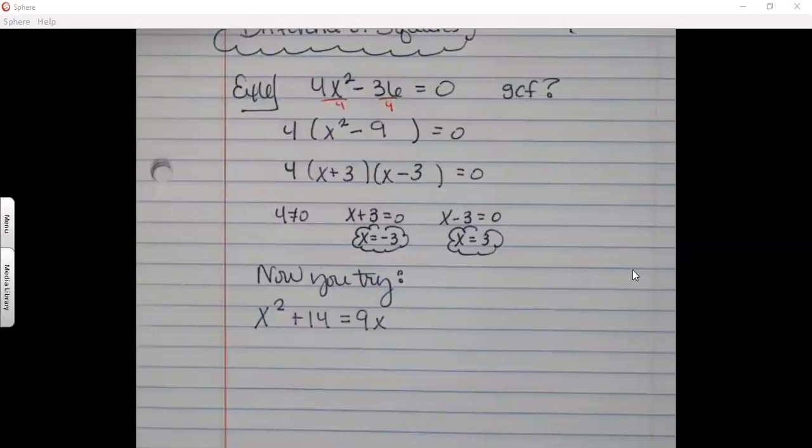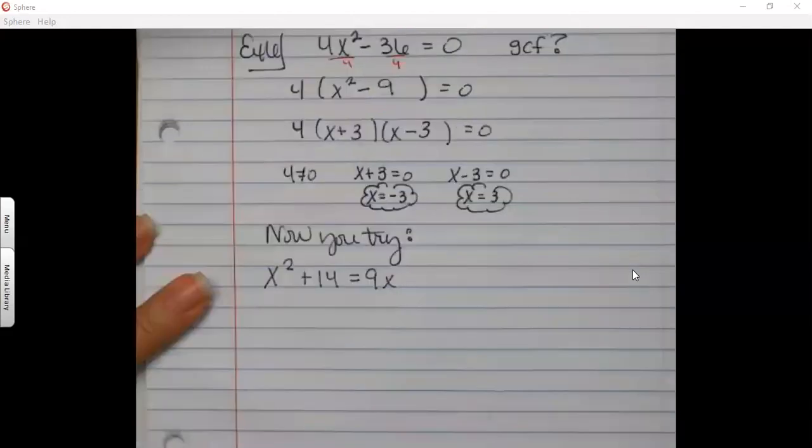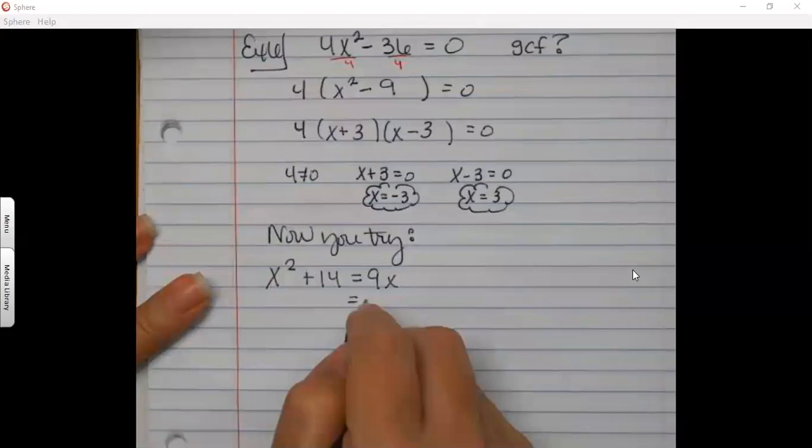x equals 2 and x equals 7. How many people got that? Okay. So first thing we have to do is get it in standard form and set equal to 0, right? So how am I going to start this? Subtract 9x from both sides. Everybody did that, right?